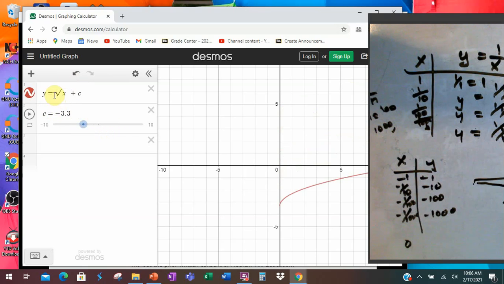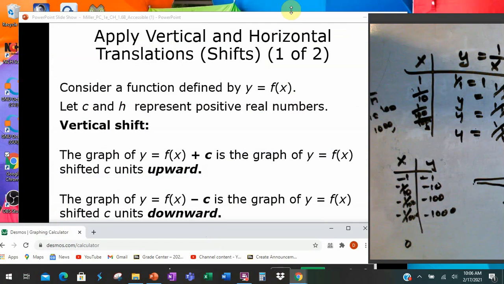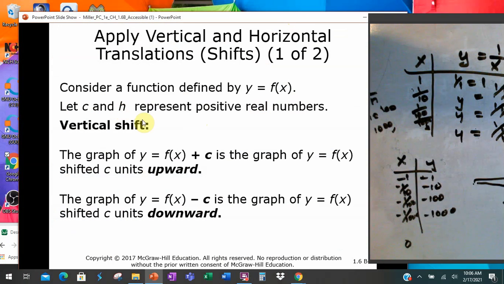So this would be y is equal to the square root of x minus 3.3. So at x equal to 0, the square root of x would be 0, and then this would just be the negative 3.3, the y-intercept, okay? So that's the basic vertical shift.